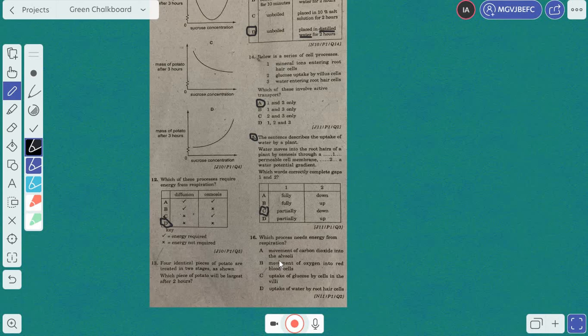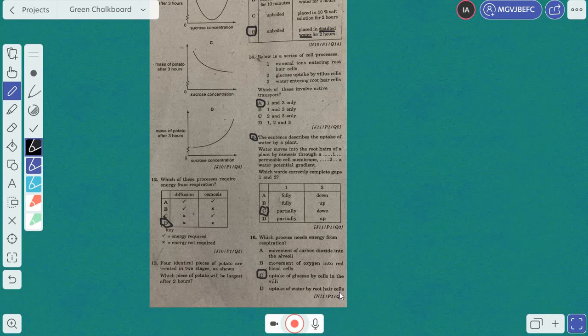Last one. Which process needs energy from respiration? Very simple. Movement of carbon dioxide into the alveoli. This is related to the chapter on respiration and the breathing mechanism, and gas exchange in humans happens by diffusion. So no, this process does not need energy from respiration. Movement of oxygen into the red blood cells. This also happens by diffusion, so no. Uptake of glucose by the cells in the villi. Yes, it is C.